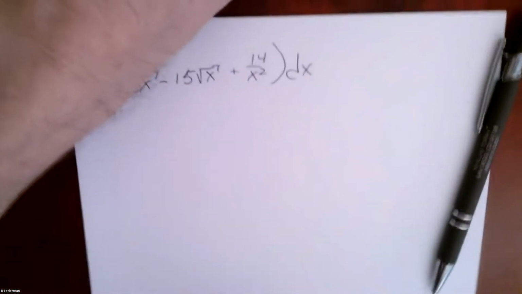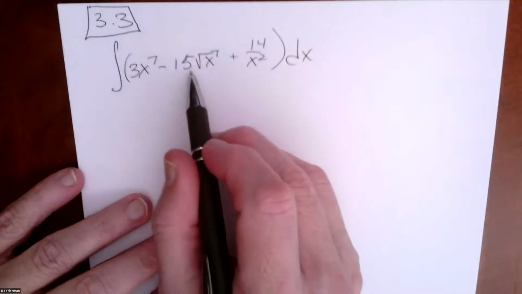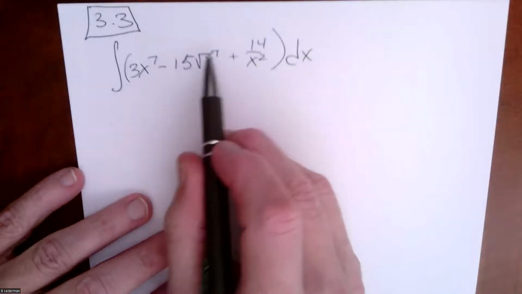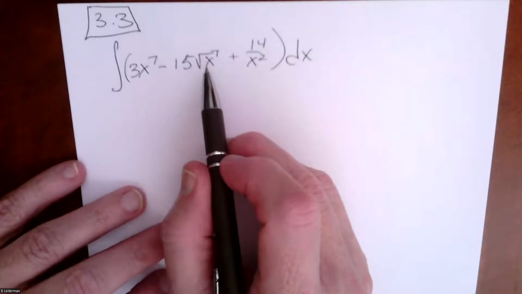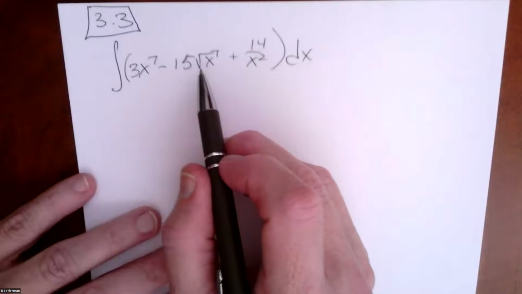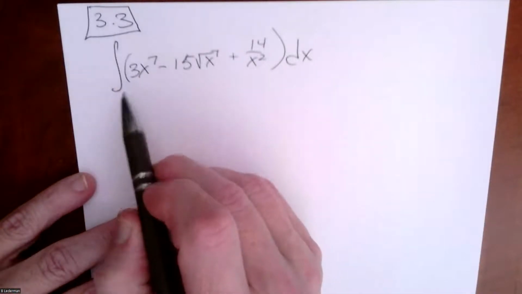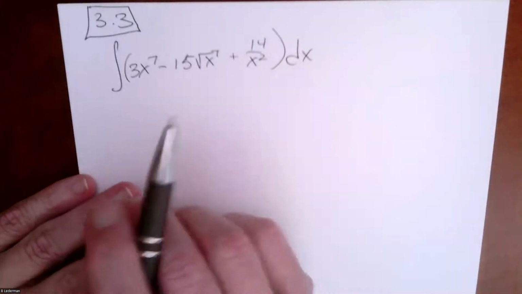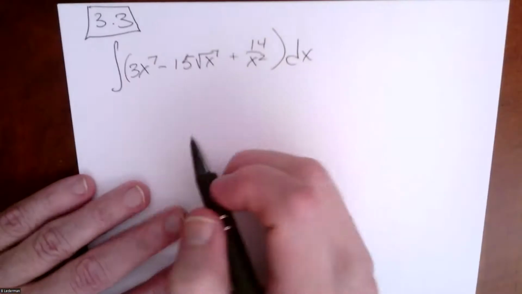We want to start with this problem right here. We want to find the integral of 3x to the seventh minus 15 square root of x plus 14 over x squared. I've noticed that when I was in school, we always called it square root of x. Now students tend to call it radical x, but it means the same thing. If you notice, there's no limits of integration here, which means I'm not looking for a number. I'm looking for a function. I want to find the antiderivative, and that's exactly what I'm going to do, the way we've been trained to do it.